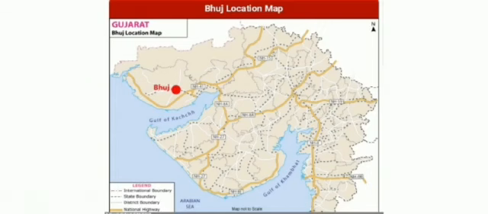The next one, the massive earthquake that hit our Indian state Gujarat in the year 2001. About that we are going to see now. The 2001 Gujarat earthquake, also known as the Bhuj earthquake, occurred on 26th January, India's 52nd Republic Day, at 8:46 am. Bhuj is a city in Gujarat. It is one of the busiest cities in Gujarat.